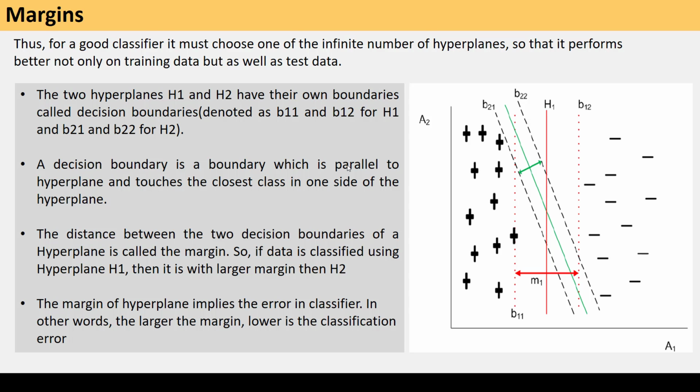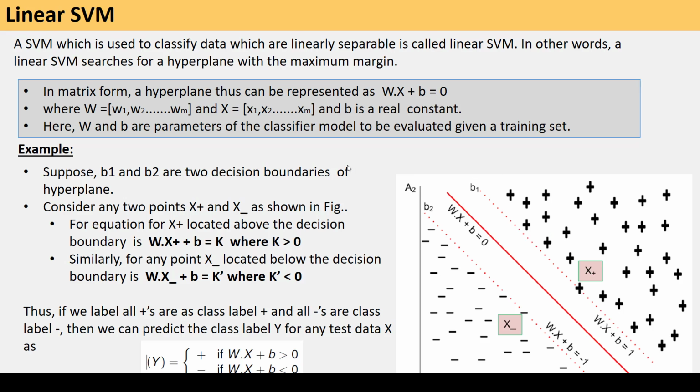And the points that are on the boundary lines are named support vectors. Those are the points which help us decide where to have a boundary line parallel to your desired hyperplane. Okay, so moving ahead, we will try to understand the linear SVM.